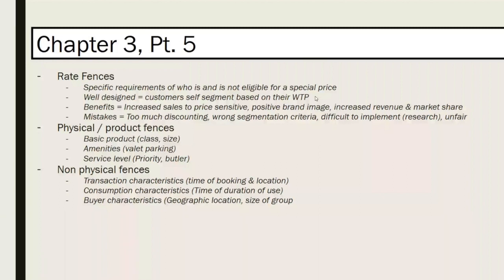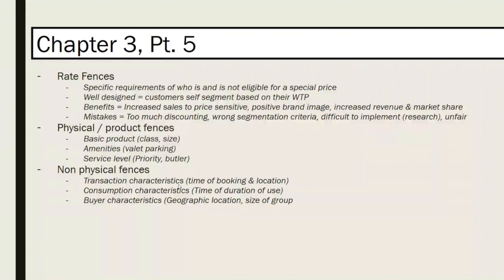Non-physical fences include things like time of booking. Generally, the earlier you book, the lower the price. That's kind of what we tend to see. You look at the location of the booking, and you look at the flexibility, so this would be an example of the transaction characteristics. You look at the flexibility of the reservation. Can you cancel? Can you not cancel? Do you have to pay a guarantee or a deposit? Do you not? Do you have to pay for cancellation? Things like that. You have consumption characteristics.